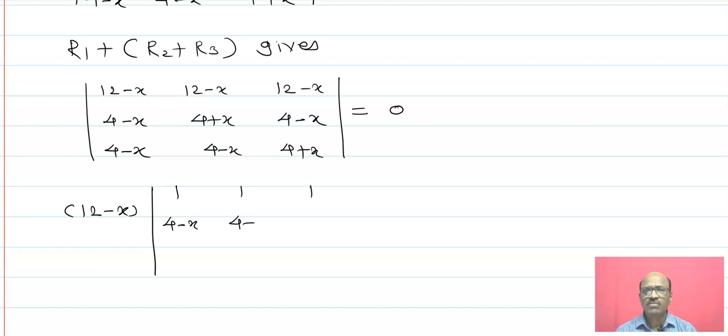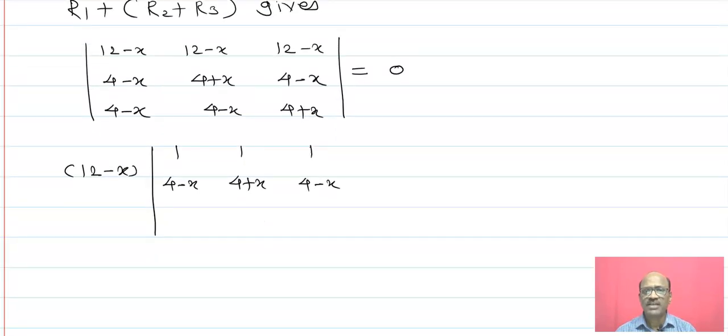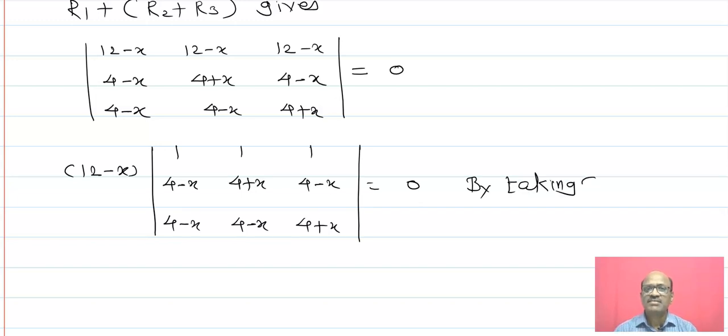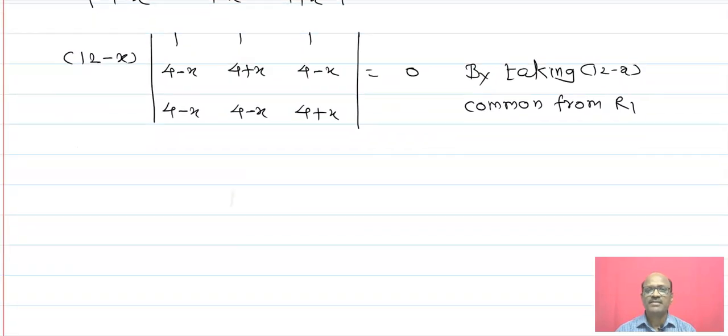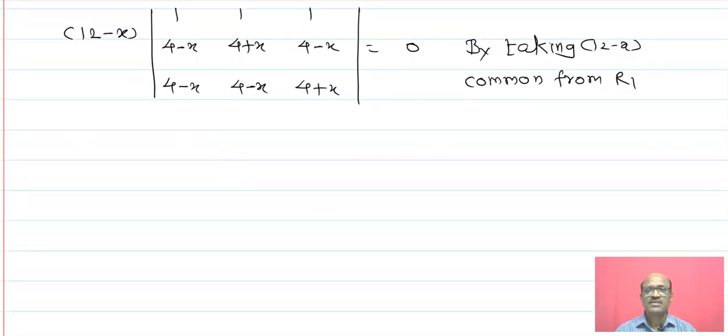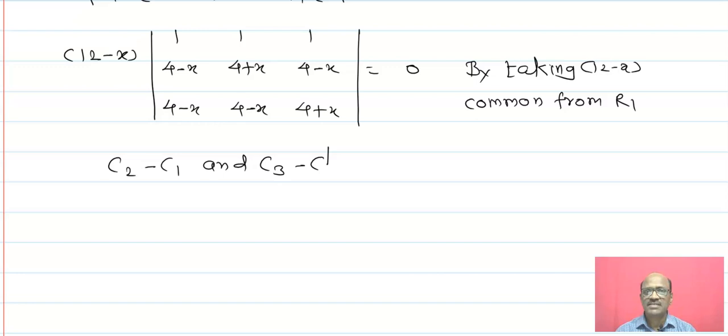Second row is 4 minus x, 4 plus x and 4 minus x. And third row is 4 minus x, 4 minus x and 4 plus x, and that is equal to 0, by taking 12 minus x as common. Now next, we will apply one more operation, that is C2 minus C1 and C3 minus C1.